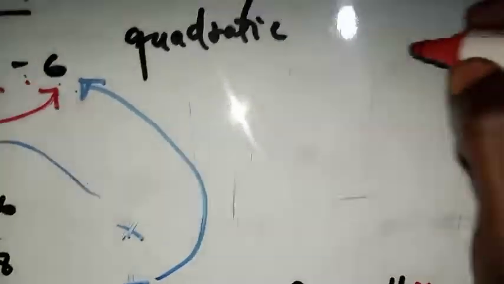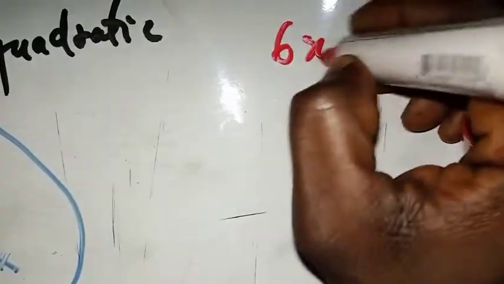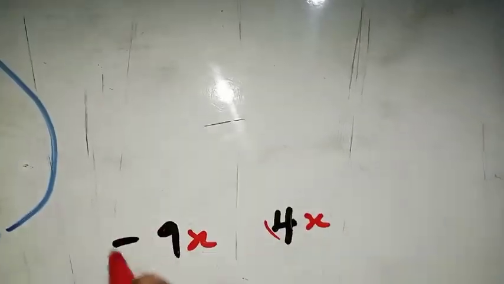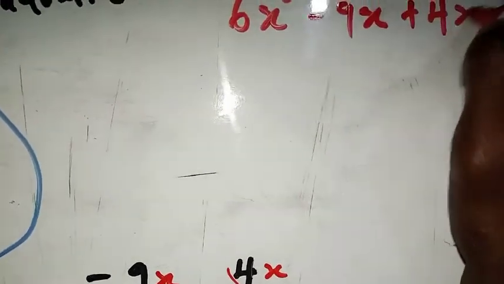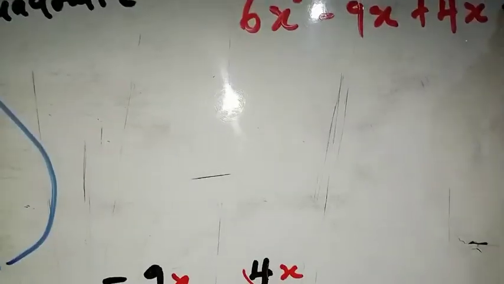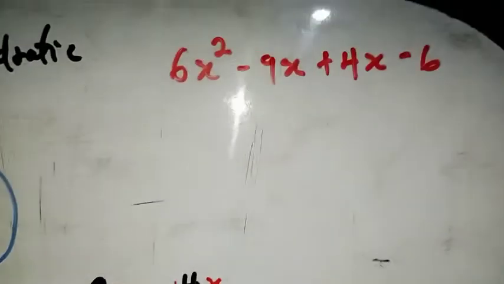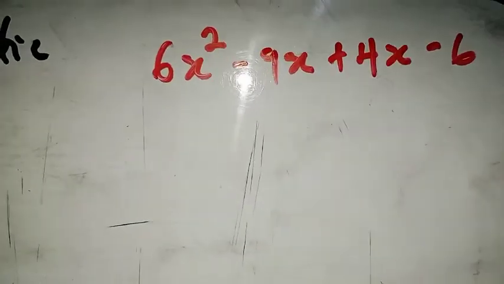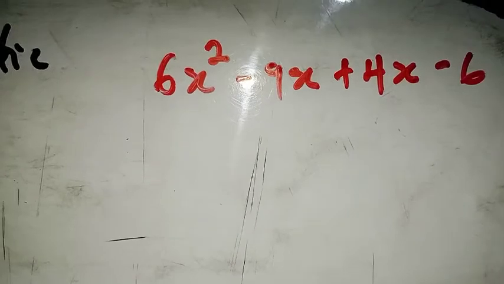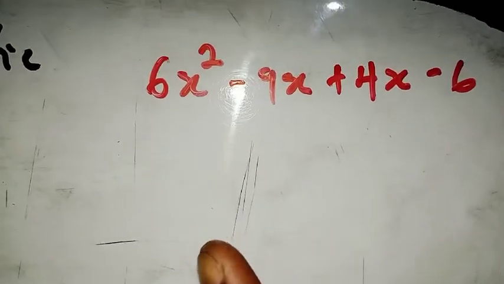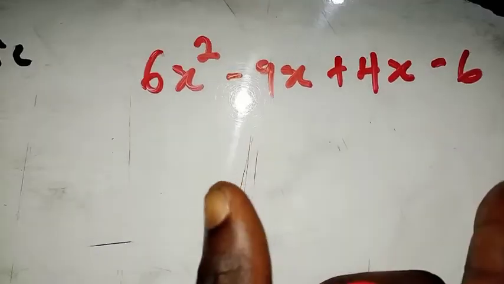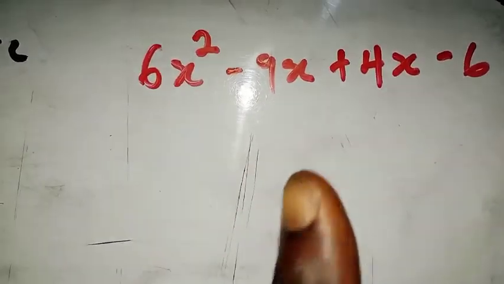So what are we going to have here? We are going to have 6x squared, and then we are replacing the middle one by these two. That should go negative 9x, and then plus 4x, and then minus 6. Is that okay? So this is just a step from the basic one, from the start of this video. If you have something that looks like this, this is how you have to approach it. So the method that we are using is a factorization method.